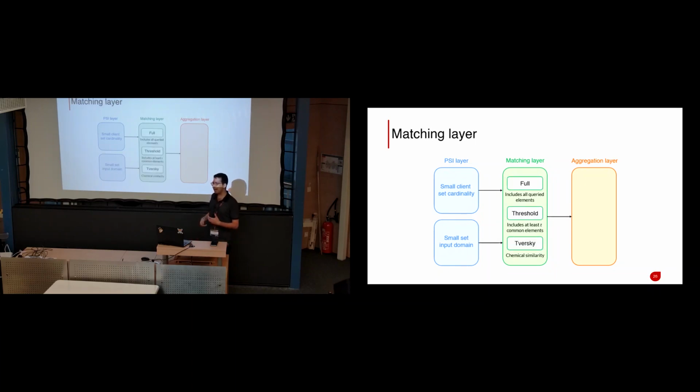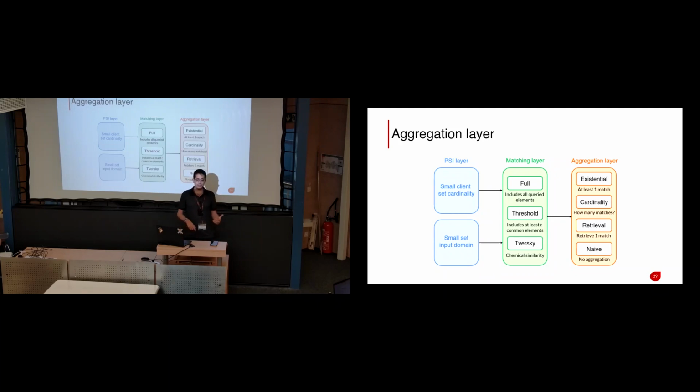In the next layer, we have matching, where we decide when a server set is of interest to the client. The two interesting approaches are full matching, where all queried keywords are in a document, and a threshold variant, which says we have at least t common elements. Finally, in the last layer, we aggregate these responses with different policies. For example, in existential aggregation, we check: does at least one relevant document exist? Or we can do cardinality and count the number of relevant documents.